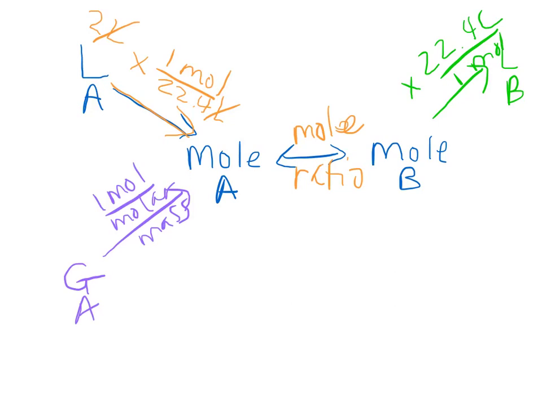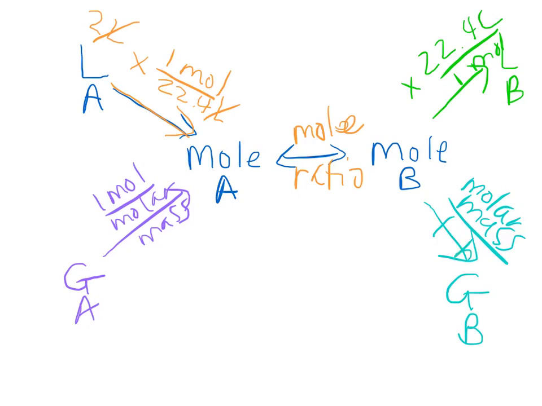And then finally, the last one it might ask you to do is to get into grams of B. Let's say you are given grams of A and asked for grams of B. The route you would have to follow is to go from grams of A, convert it into moles of A, use that mole ratio, get into moles of B, and then get into grams of B. You would do that by taking the molar mass divided by 1 mole to get your grams of B.